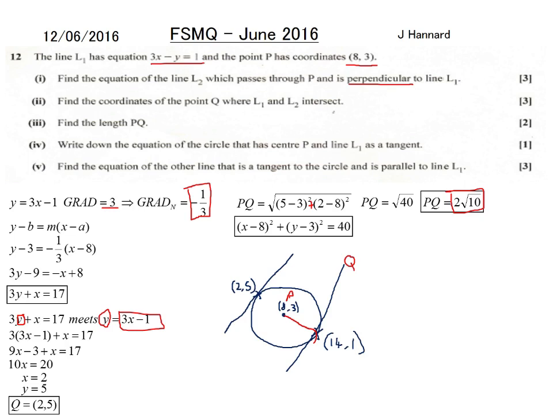And the last part, find the equation of the other line that is a tangent to the curve and is parallel to line L1.